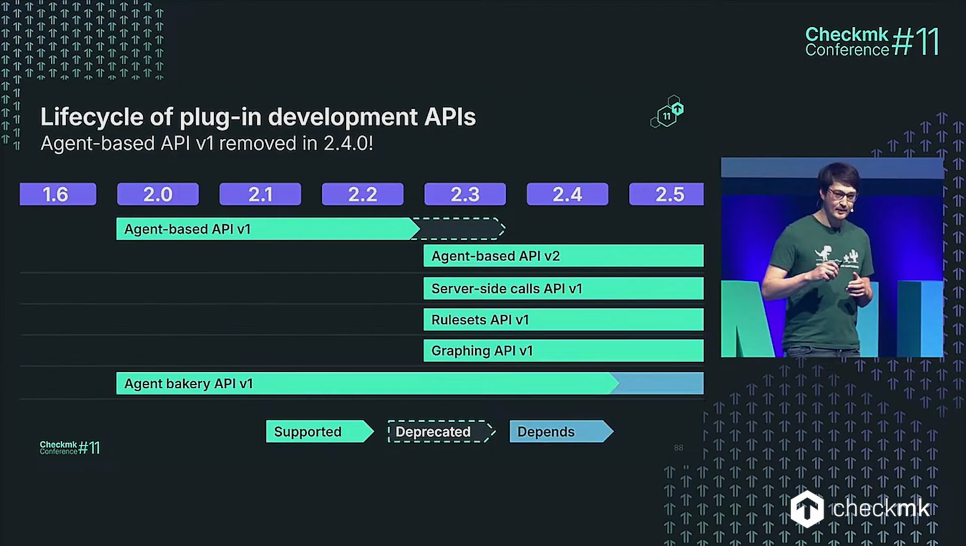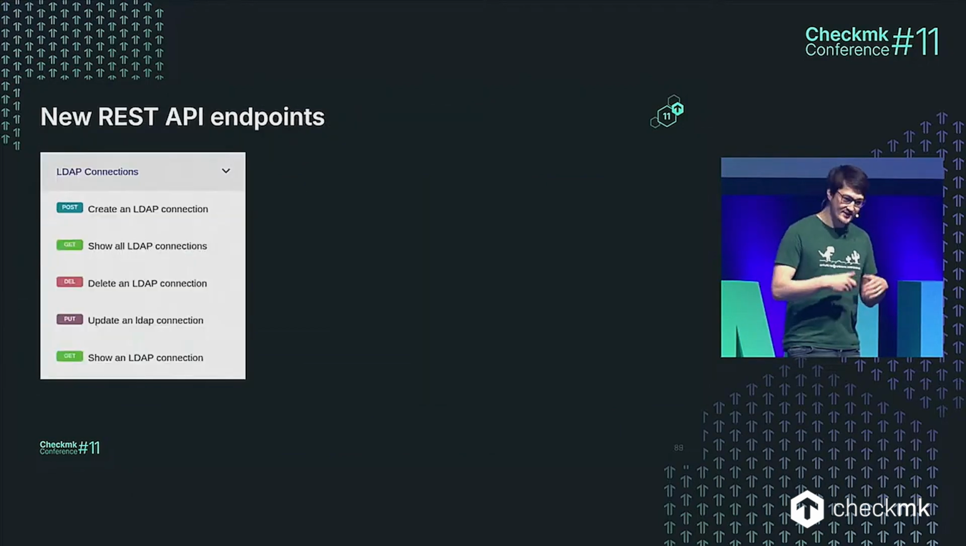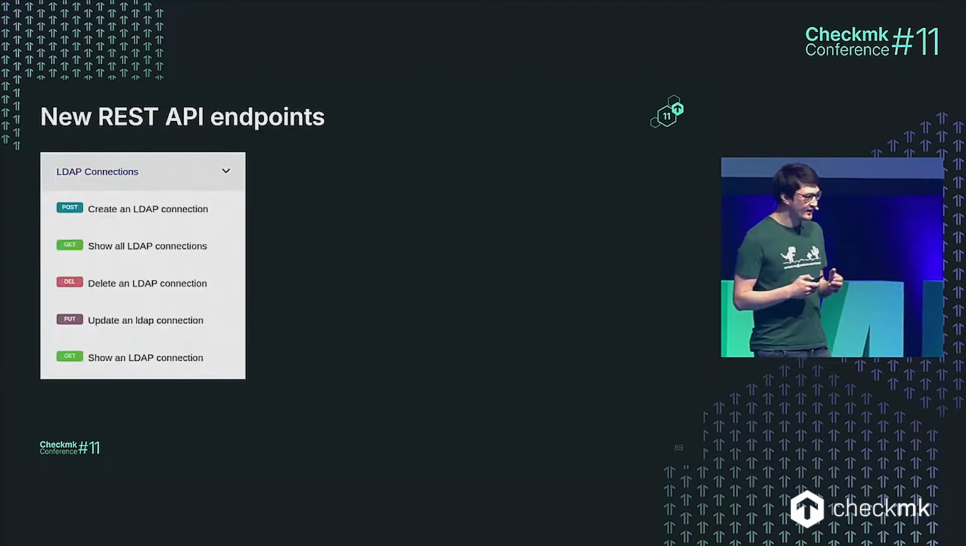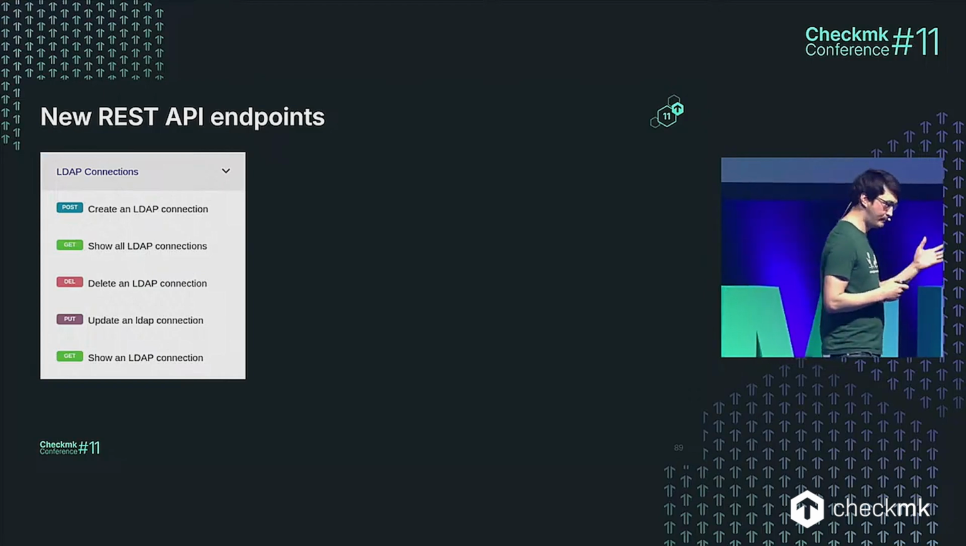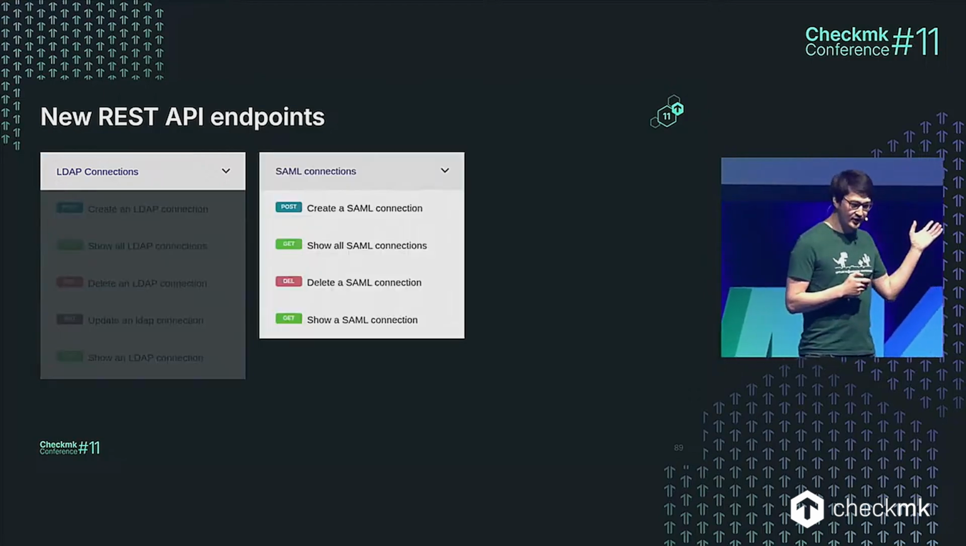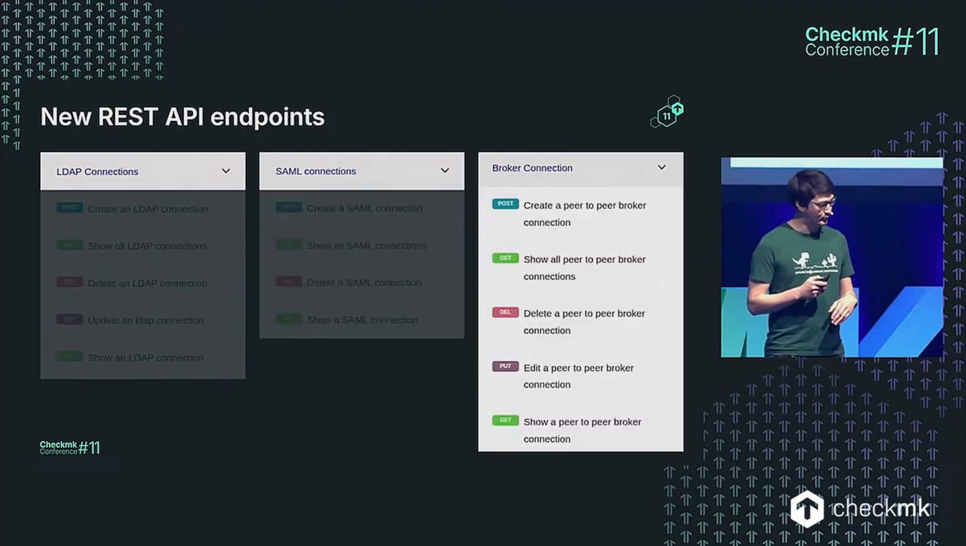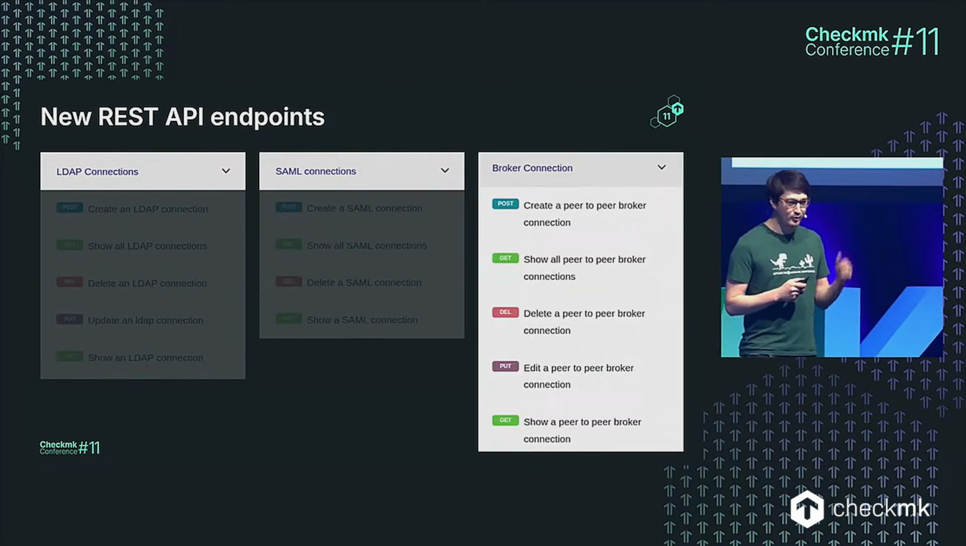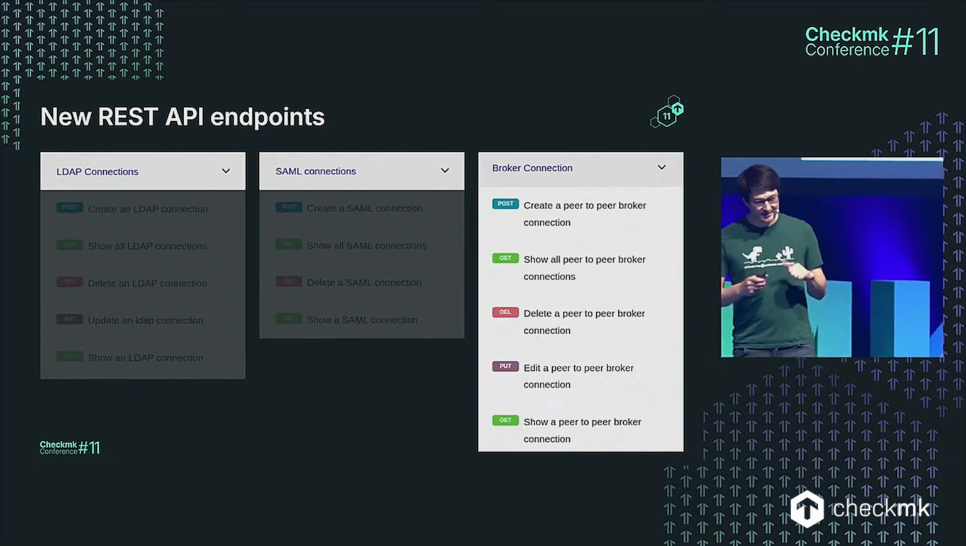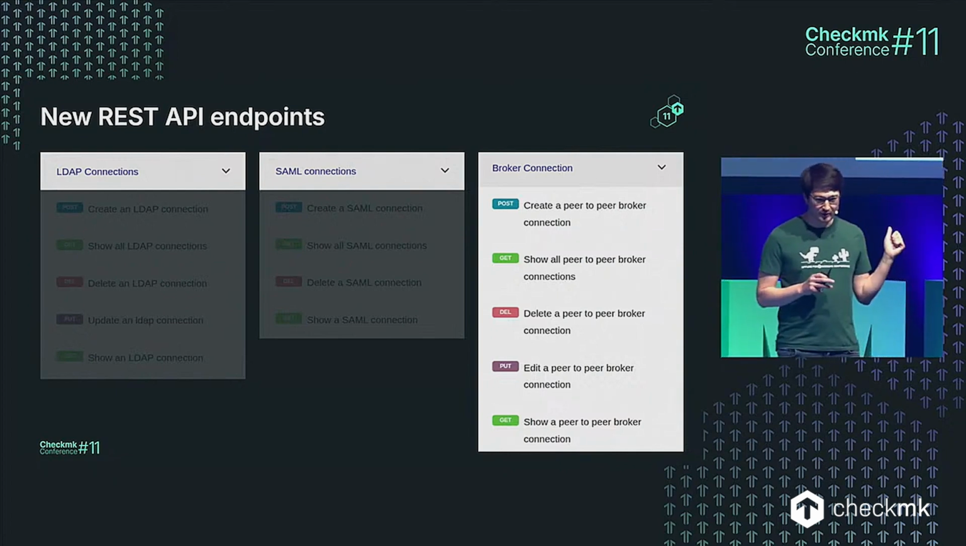We also did APIs around automation. And this is our REST API. We added a couple of new endpoint families like the LDAP connection, the SAML connection endpoint group, and also the broker connection. And if you have no idea what this is, in one of the talks in the afternoon, we'll talk about that.